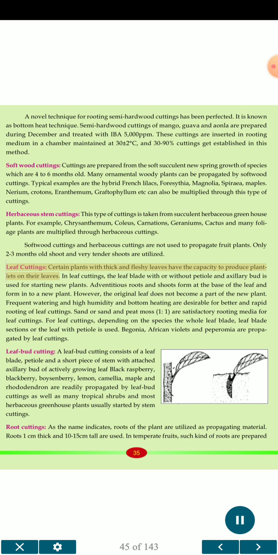Leaf cuttings. Certain plants with thick and fleshy leaves have the capacity to produce plantlets on their leaves. In leaf cuttings, the leaf blade with or without petiole and axillary bud is used for starting new plants. Adventitious roots and shoots form at the base of the leaf and form into a new plant. However, the original leaf does not become a part of the new plant.